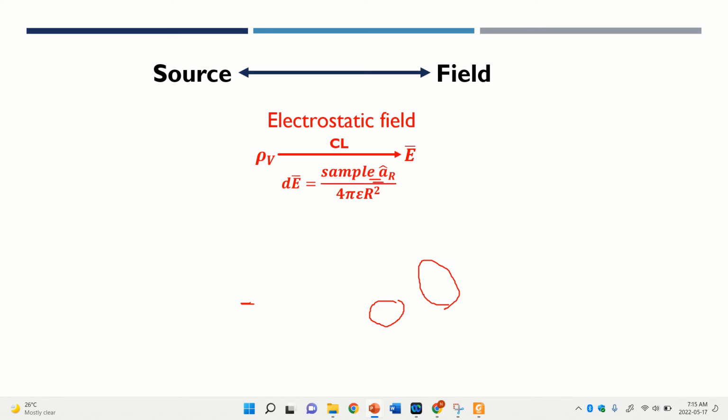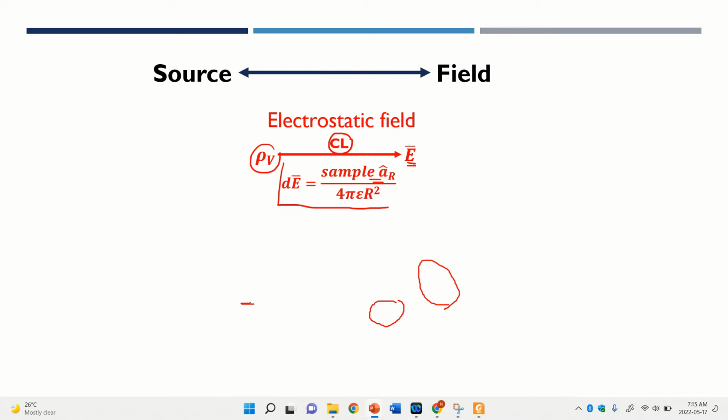Okay, so in electrostatic field, our source is usually represented as rho v. If you want to calculate the electric field intensity, we usually use Coulomb's law, right? Do you still remember it? We usually use Coulomb's law to calculate E, and Coulomb's law gives us this equation.